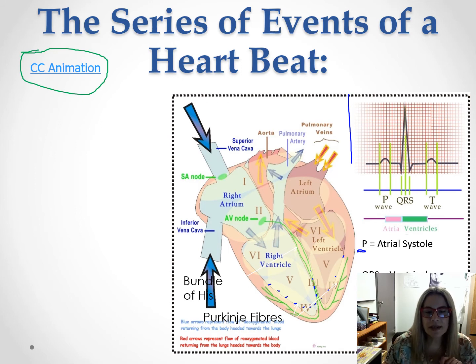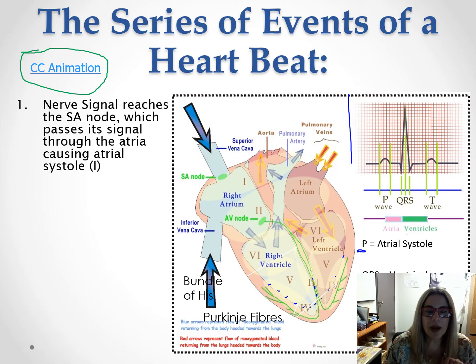So this graphic just walks us through a little more specifically what the cardiac cycle is all about. One thing I want you to notice is these Roman numerals here correspond with the Roman numerals on our diagram there, okay? So number one, the nerve signal reaches the SA node, right? And it passes its signal through the atria, causing atrial systole.